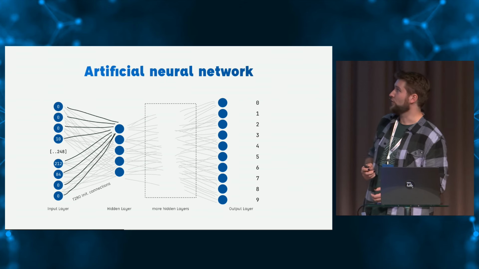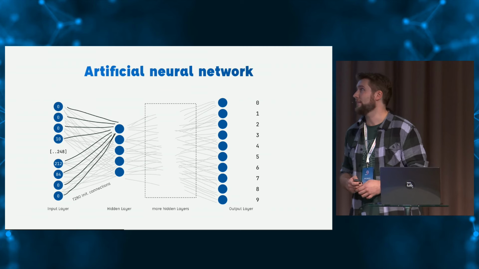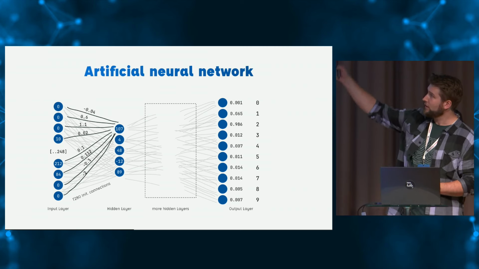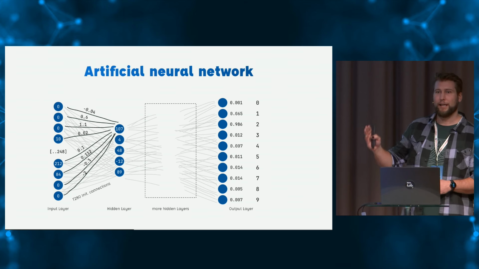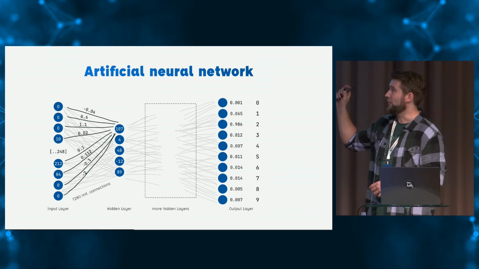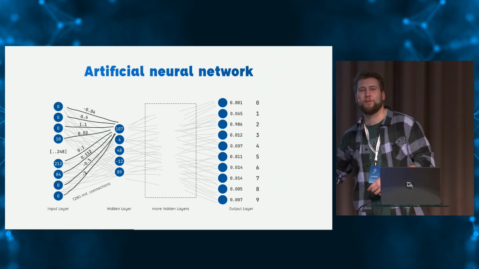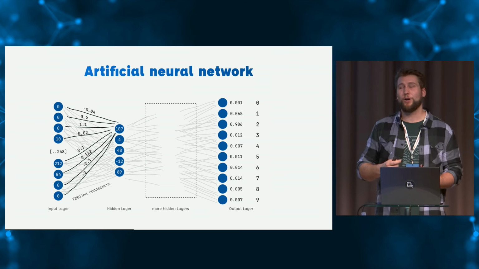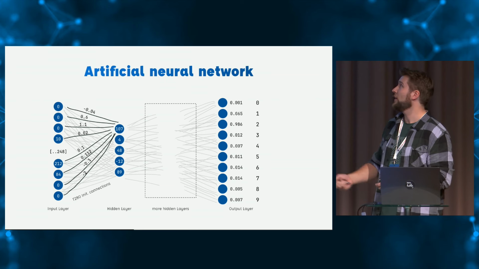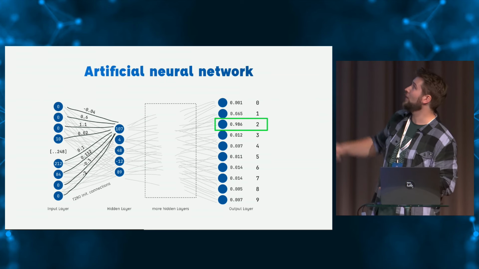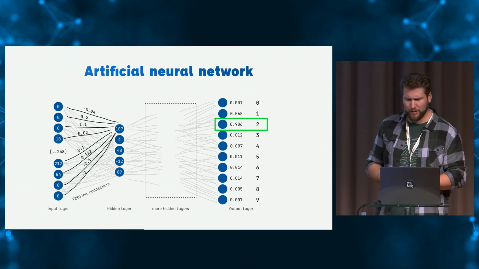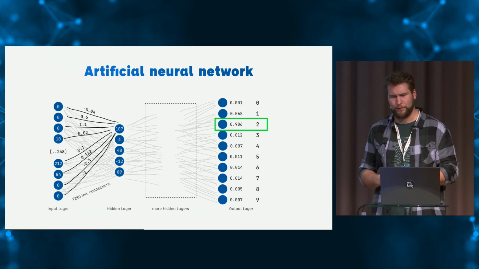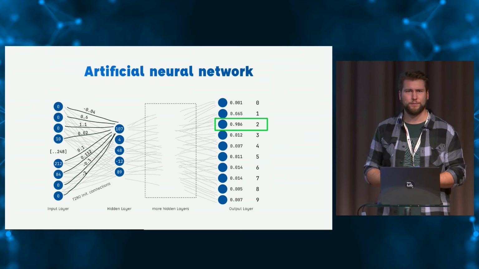The way those neurons work is that each neuron has a value, and that value is the sum of all the neurons from the previous layer times their weight. And the weight, that's the output of the training process. So when we have a fully trained neural network, it is able to predict that it is now 98% sure it's a 2, and only 0.5% sure it's an 8.